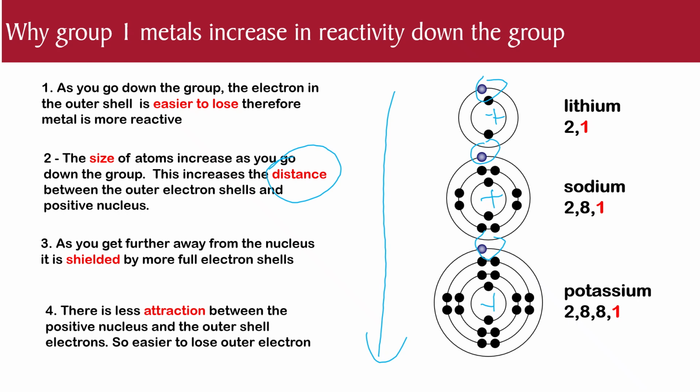Next, there is more shielding. Between the positive centre and the negative electron on potassium, there is a greater amount of shielding. There's more of the other electrons in the way. And the third reason is there's less attraction. If you've got a positive centre and a negative electron on the outside, the attraction between the positive and the negative is less the bigger it is.